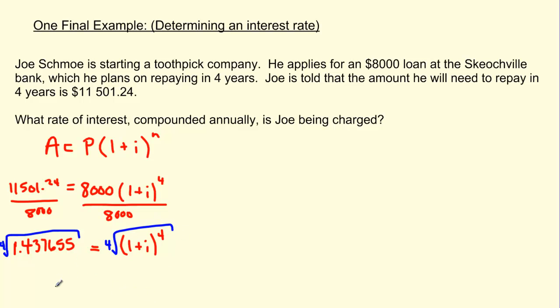But if I want to take the fourth root of 1.437655, on your calculator you're going to use the button that looks like this. For most people, you will put a 4 into your calculator first, hit this button that looks like a square root sign with an X in front of it, and then put the 1.437655. There are some calculators that do this the opposite way, where you put 1.437655, this button, and then 4, but most of them do it in this order. So let's calculate what that equals and see where we end up.